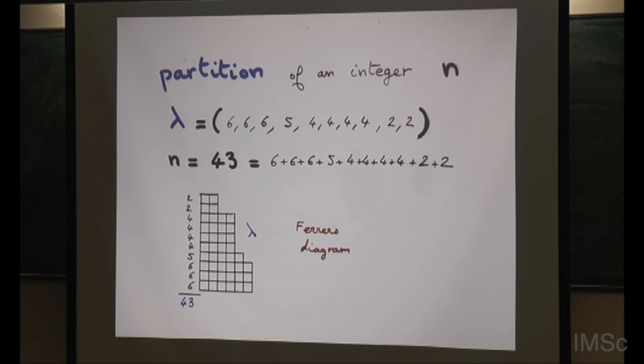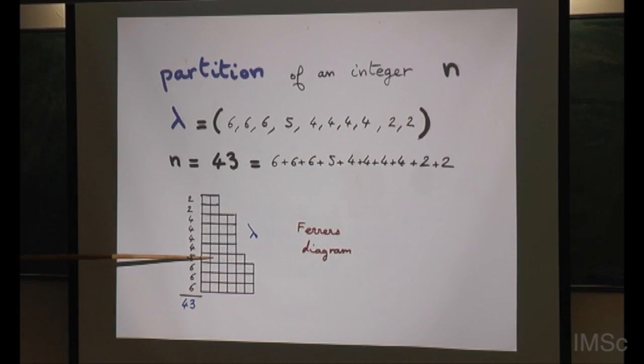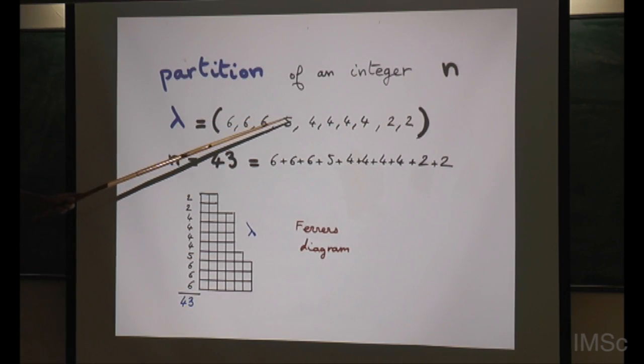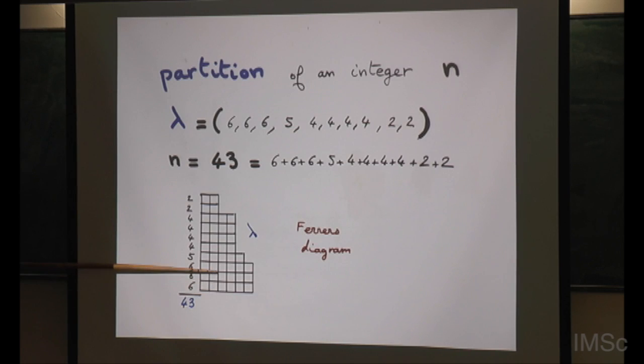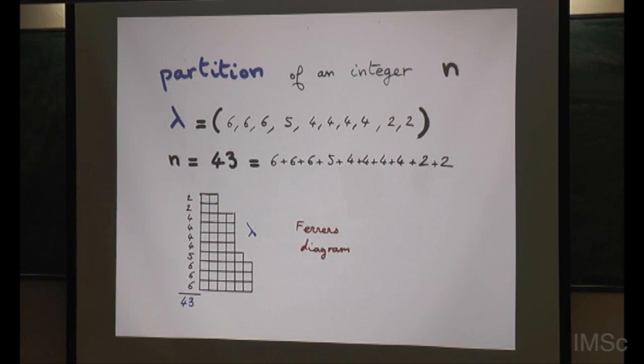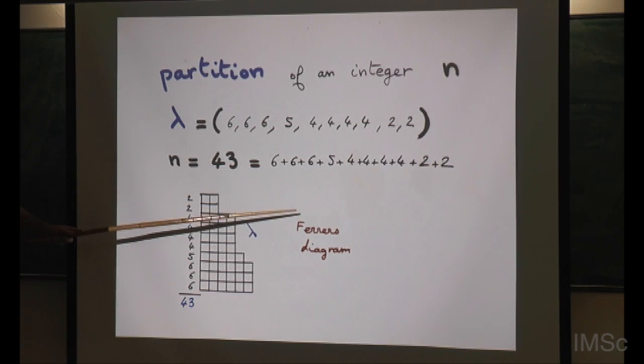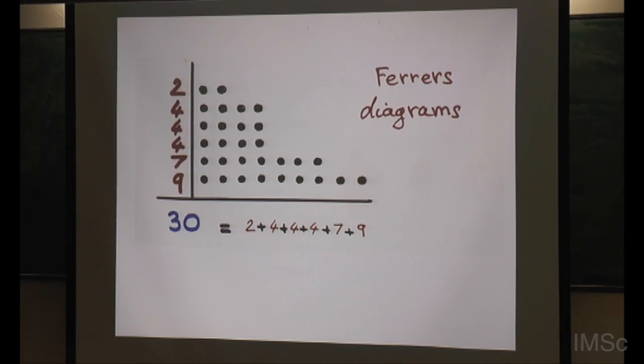A Ferrers diagram is a visualization of the decomposition of n into a sum of integers. n is the total number of cells of the diagram, and each part, this is called the part of the partition, is the number of cells in each row of the diagram. In physics, it's called a Young diagram. So 43 cells in this Ferrers diagram. Another example, if you prefer to put points instead of cells or squares, this is another example.